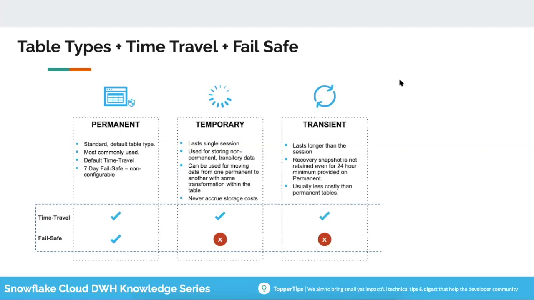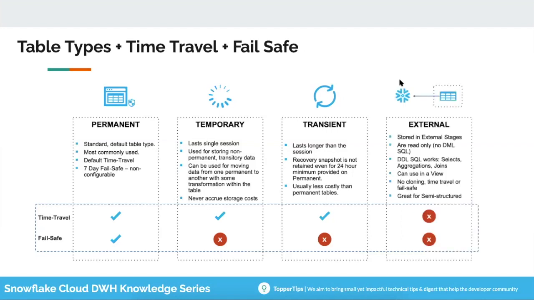Let's talk about the transient table. A transient table lasts longer than the temporary table, and it can actually span across multiple sessions. It is very similar to the permanent table. The only difference is that it does not have the fail-safe, and it is relatively cheaper than the permanent table. Now, one important thing: in the same context, you can have a temporary table with the same name as a permanent table, or you can have a transient table with the same name as a permanent table. And when you try to operate on it with a select query, first it will go and pick the temporary table over the permanent table. That is how the behavior is.